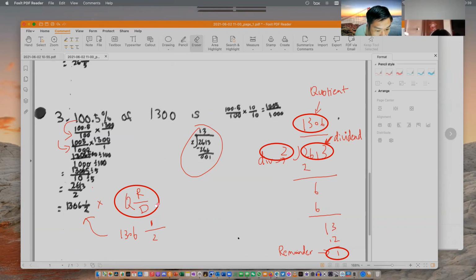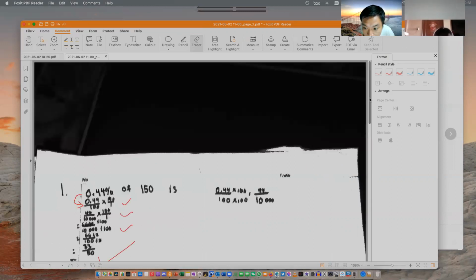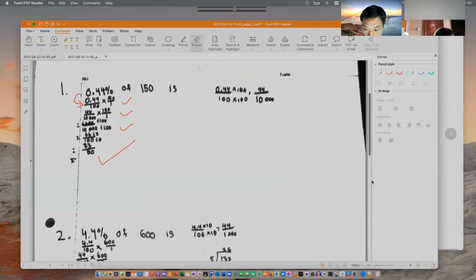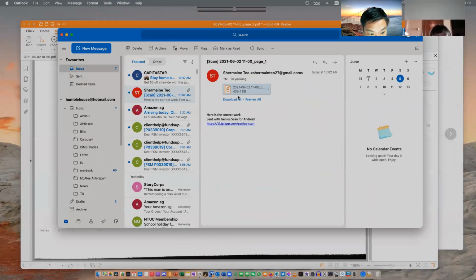All right, so next. You sent me two questions only. Shermain, how come this PDF only has 2 questions only? I sent the whole PDF. You sure you sent the whole PDF? If you sent the whole PDF, how come it's only 436K? You open, you see? Wait, let me check.